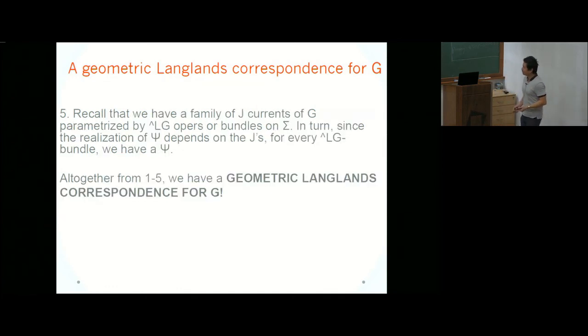And again, finally, recall that we had a family of J currents which were parameterized by the algebra bundles on sigma, from which we could define the correlation functions. So in turn, it means that every realization of this conformal correlation function of phi, which depends on the J's, is parameterized by the algebra bundle. So those five points that we saw earlier on give you a geometric Langlands correspondence for G, as formulated by Beilinson and Drinfeld.